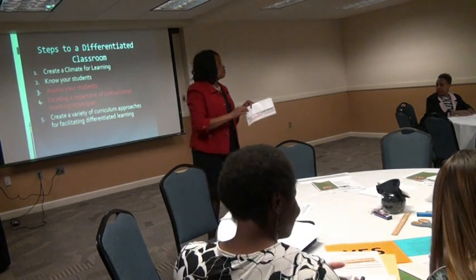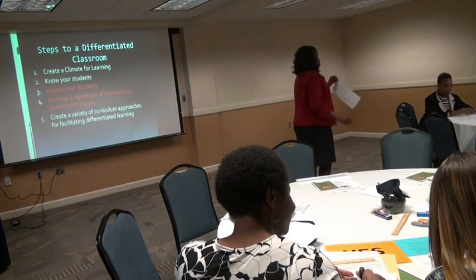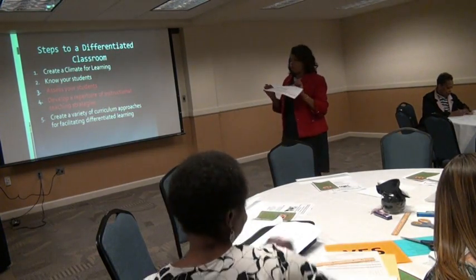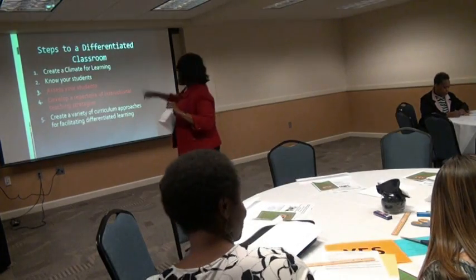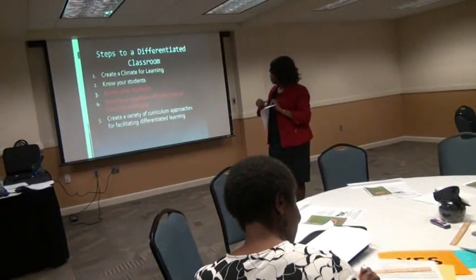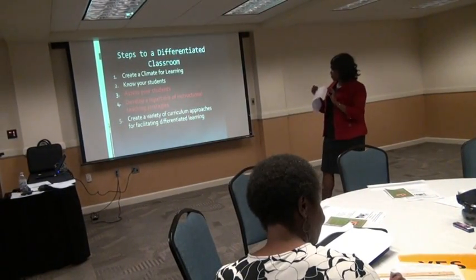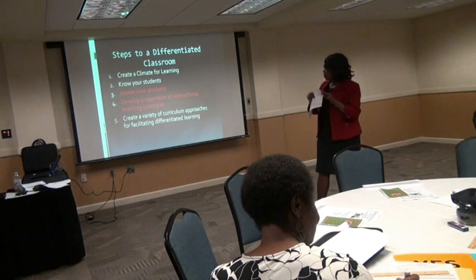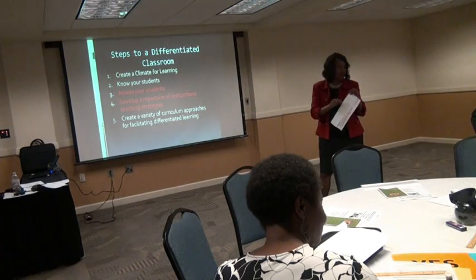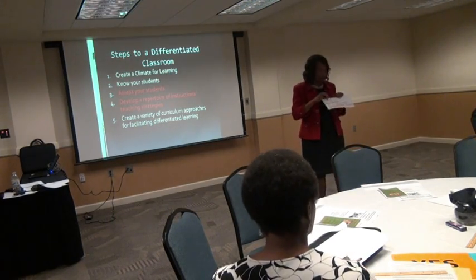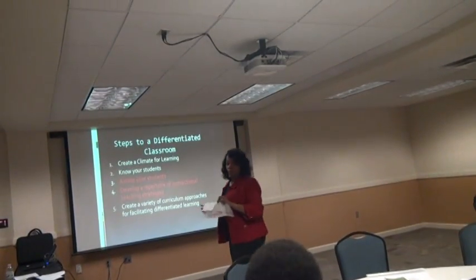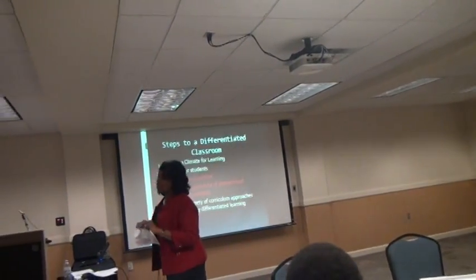All right, so it should look like this when you finish. And then for number 1, you're going to write create a climate for learning here. You're going to write know your students, assess your students, develop a repertoire of instructional strategies, and create a curriculum approaches for facilitating differentiated instruction. You can come up with something shorter if you want to put on each box, but each box you should have something there. You can just put a letter, it doesn't matter.